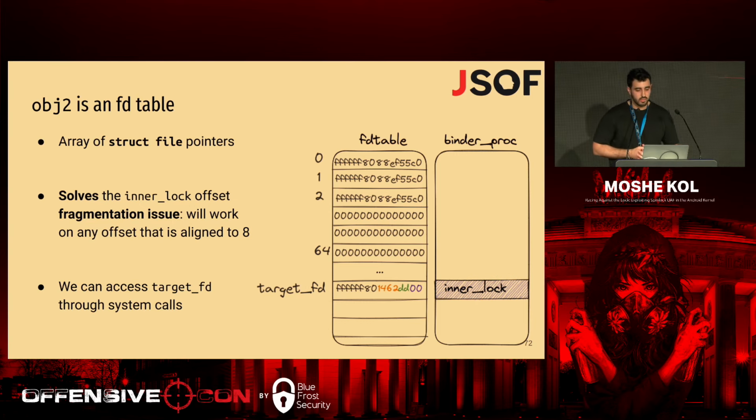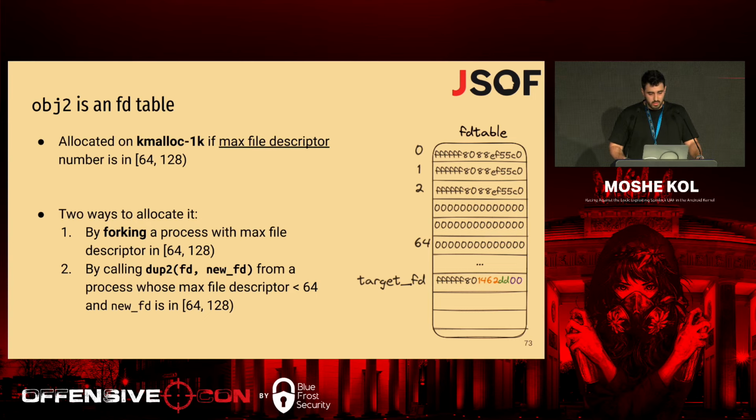For the second object, an ideal object would be an array of pointers. There are multiple places in the kernel that allocate an array of pointers, but I chose the file descriptor table, which is an array of struct file pointers. This solves the offset fragmentation issue because this will work on any offset that is aligned to 8. Further, this object is convenient because we can access the target FD. We know the FD number that corresponds to the pointer at that specific offset because this is just the offset divided by 8.